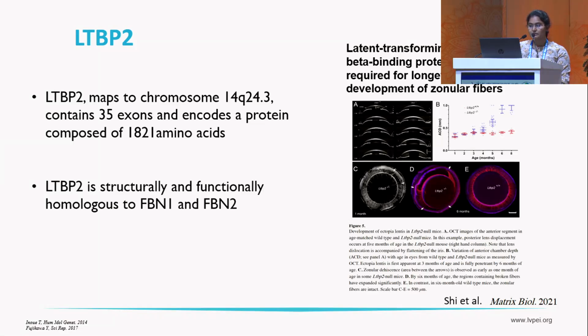In pictures A and B, they compared the development of ectopia lentis in wild type mice, where the LTBP2 gene was present, and the LTBP2 null mice, where the LTBP2 gene was absent. You can see in the picture, when they took OCT of the serial anterior segment, that there is progressive displacement of the lens along with progressive flattening of the iris. And this ectopia lentis was noticed at 4 to 5 months of age, which is similar to our cohort, where the youngest child was about 4 months.